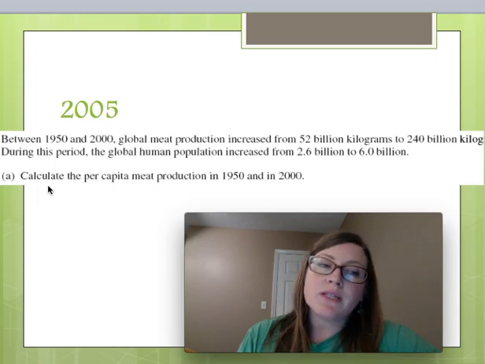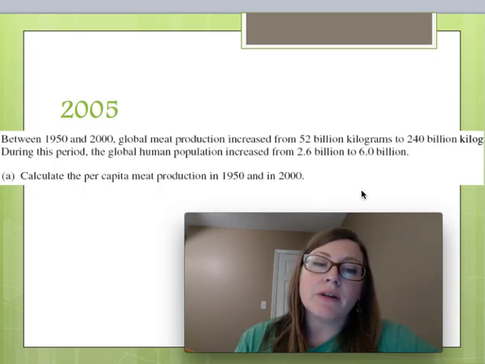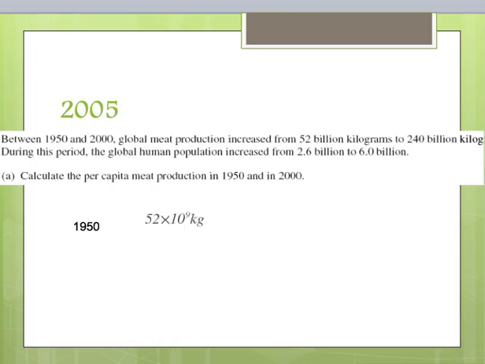That's going to really help us. The first part of this is they want us to calculate the per capita meat production in 1950 and in 2000. Okay, in 1950, as it said in the problem, 52 times 10 to the 9, remember that's our billion kilograms, and we're going to divide that by the number of people, 2.6, again, times 10 to the 9 billion, and look how nice that is. Those are definitely going to cancel out, so we're just dividing 52 by 2.6, and that gives us 20 kilograms per person.